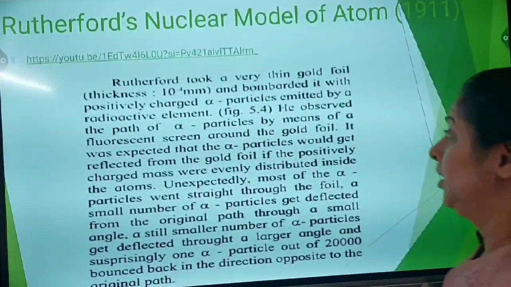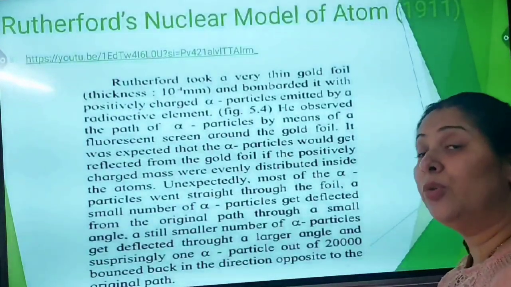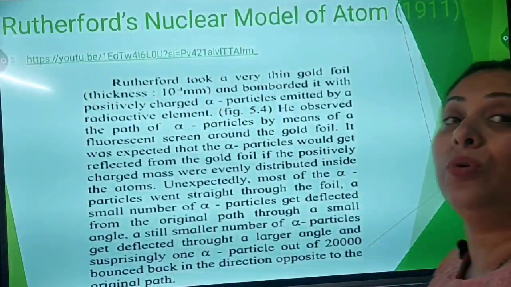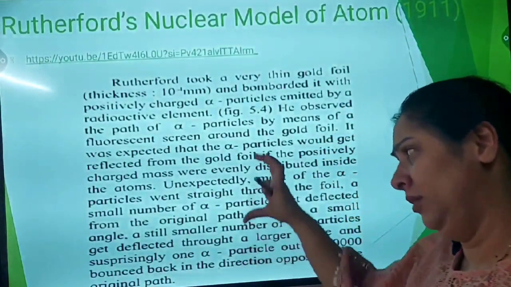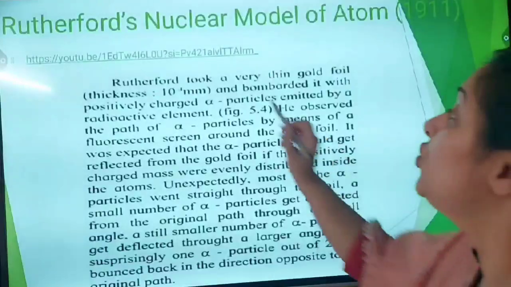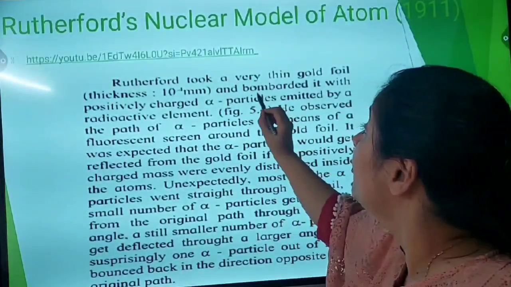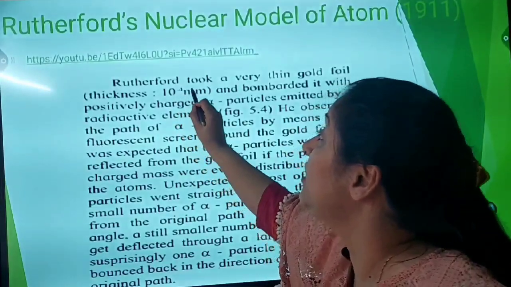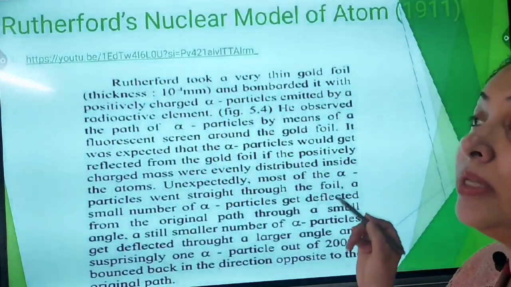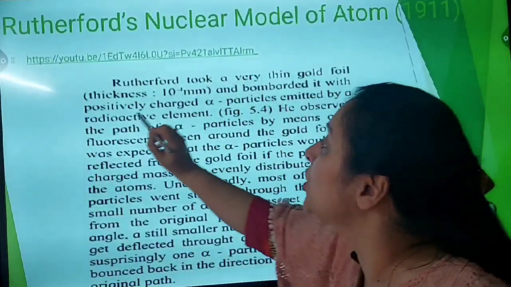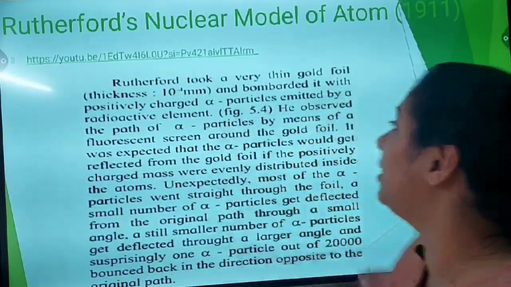All right. So children, what did the video say is now just written in your textbook. Yeah, the video is more elaborate and your textbook says it in a very concise manner. It says Rutherford took a very thin gold foil. We saw that gold foil thickness of 10 raised to minus 1. 10 raised to minus 1 is 0.1 mm and bombarded it with positively charged alpha particles.